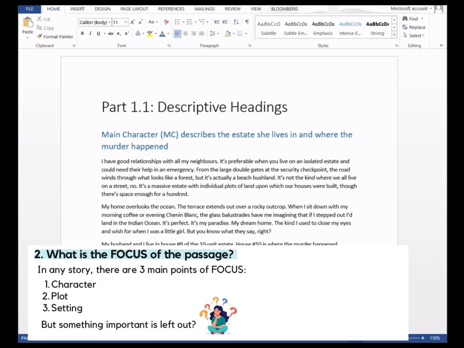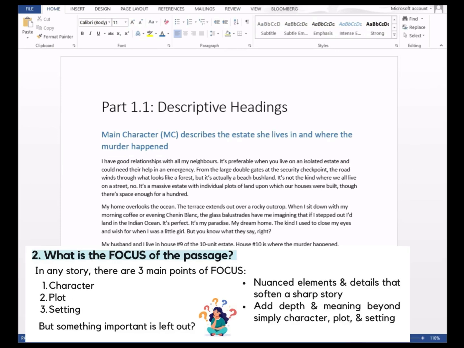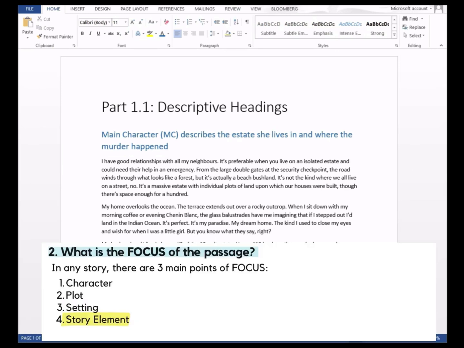In any story, there are three main points of focus: character, plot, and setting, but it leaves out something important. And that would be the nuanced elements and details that soften a sharp story and add depth and meaning beyond simply character, plot, and setting. And it's what ties all three together. I'm going to call that a story element and make it an official fourth point of focus.